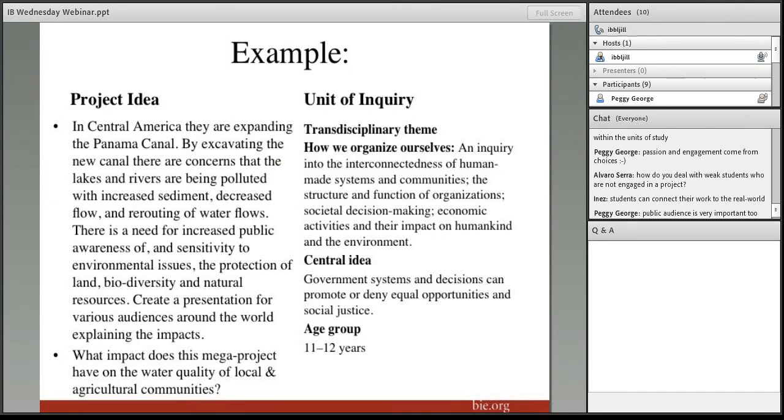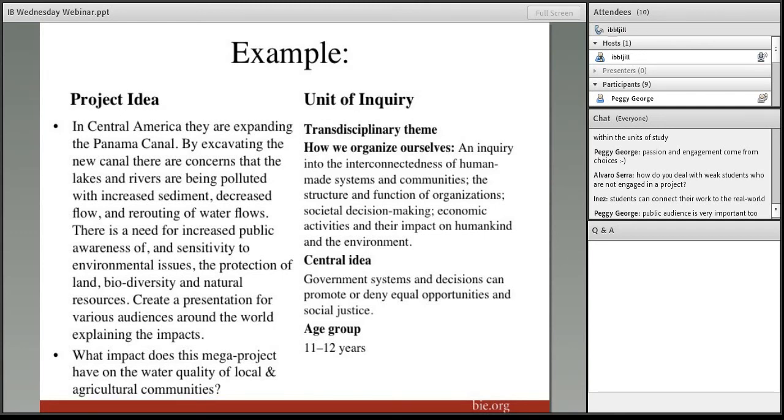Let's look at a project idea sample. In Central America, they're expanding the Panama Canal. By excavating the new canal, there are concerns that lakes and rivers are being polluted with increased sediment, decreased flow, and rerouting of water flows. Students are being asked to create a presentation for various audiences around the world to explain those impacts.